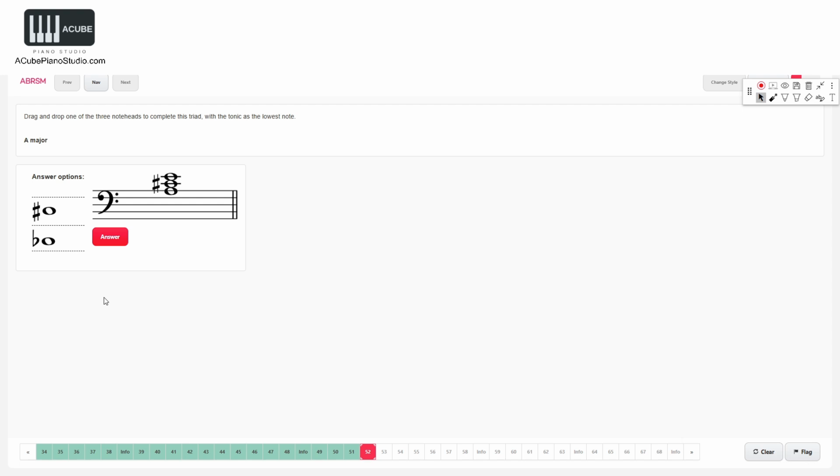Why C sharp? Because A major has F sharp, C sharp, G sharp in the key signature. So your C needs a sharp. So it's A, C sharp, and E.